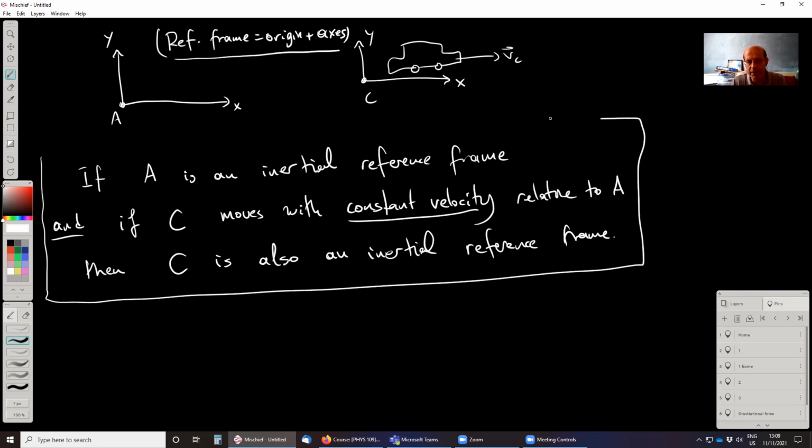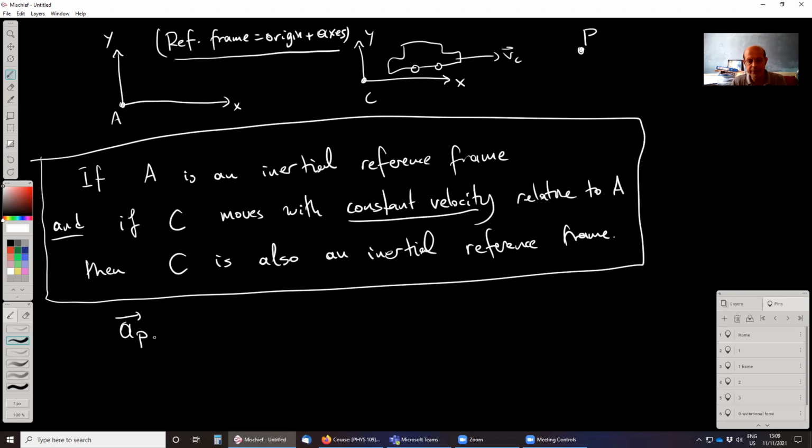The proof is very simple. Suppose that I would like to look at the motion of an object in here. I just call the object P, for example. So we know that the acceleration of P relative to C is equal to the acceleration of P relative to A minus the acceleration of C relative to A. That's the relative acceleration, right? Therefore, the acceleration of P relative to the frame C is a_P minus a_C.